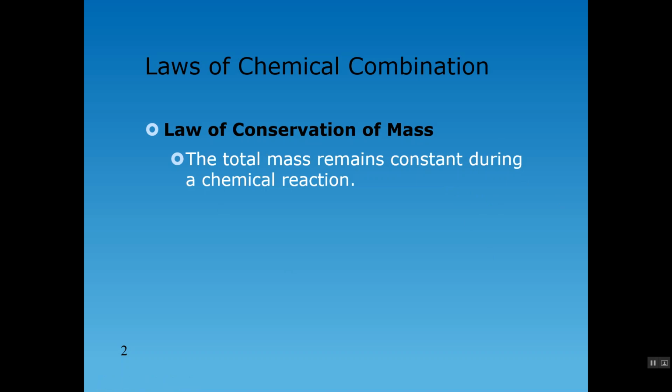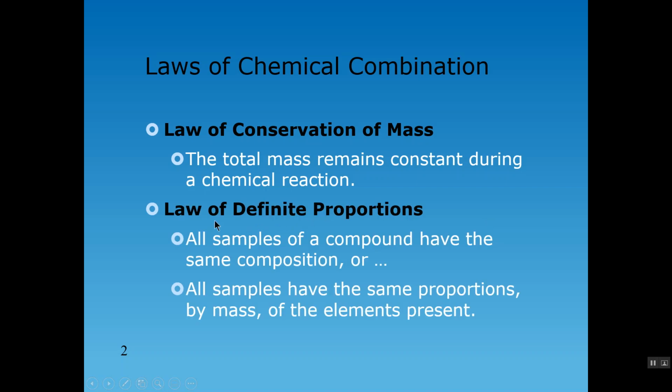What it means is that if you have a certain amount of reactant, and then the reaction takes place, and then you get the products, when you weigh the products and weigh the reactants, they'll be the same. That's basically what the law of conservation of mass is all about. And that is very important for what we're going to discuss later on when it comes to stoichiometric calculations. The next law I want to talk about is that of the law of definite proportions.